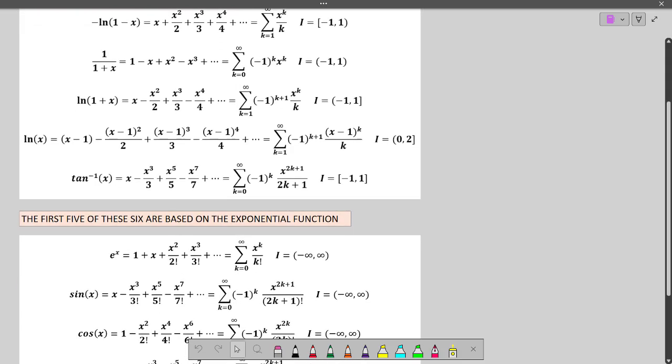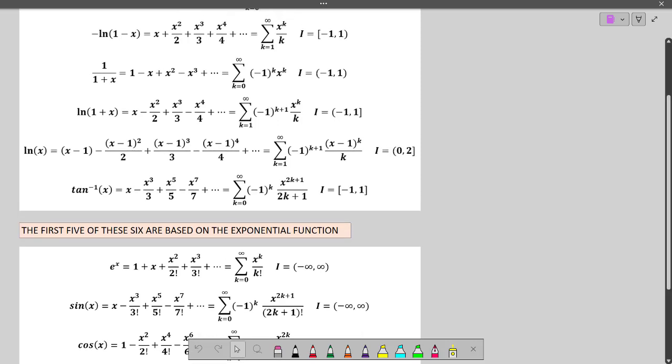Now this one is just a shift. Take this one and say, hey, let's replace all the x's with x minus 1. So if you turn all the x's into x minus 1, we now have a new power series. The center of this power series, though, is 1. So its interval of convergence will be centered around 1.